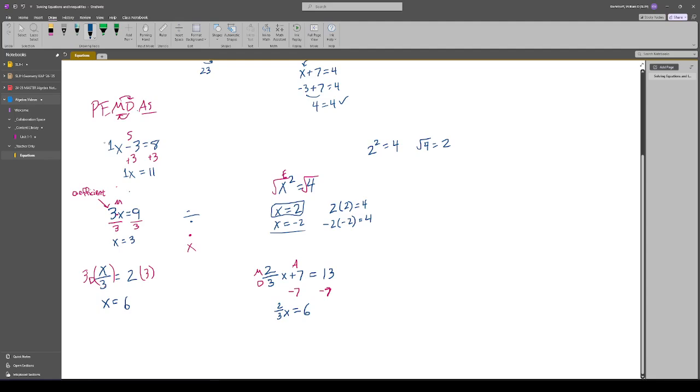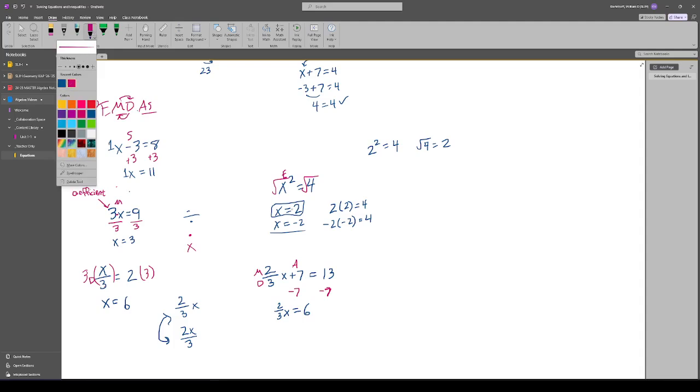Now this 2/3, there's 2 ways of thinking of it. First of all, I want us to understand that 2/3 x and 2x over 3 are the same thing. We call these equivalent expressions. They both mean we're multiplying x by 2 and dividing it by 3. So we can undo this in 2 different ways. The most basic way would be to consider the multiplying and dividing separately.